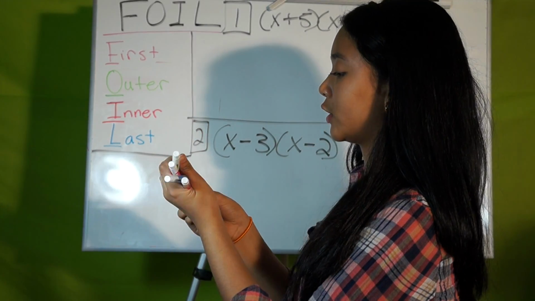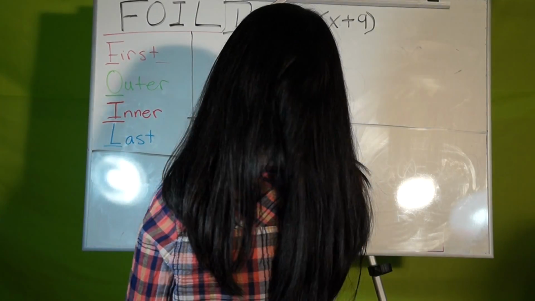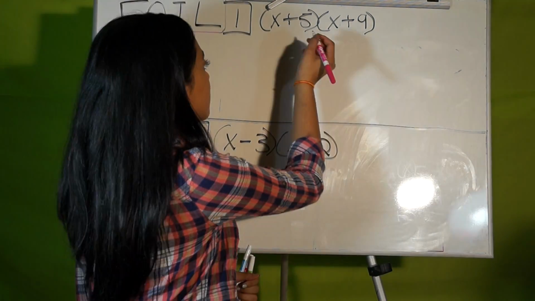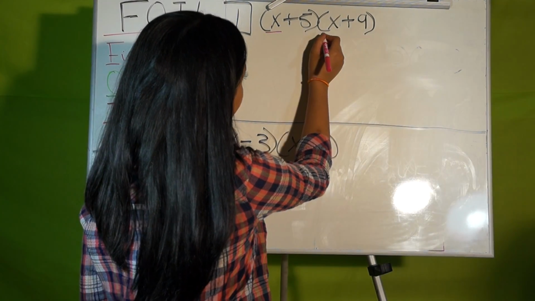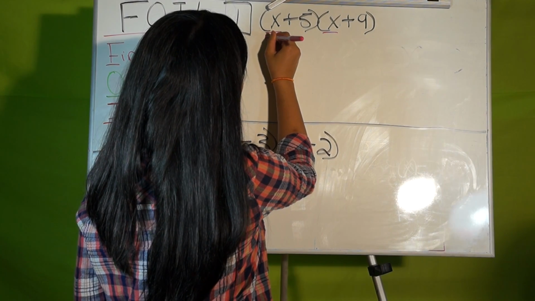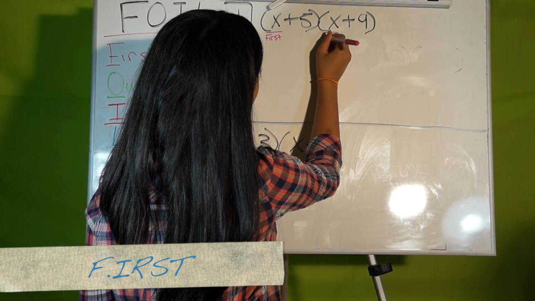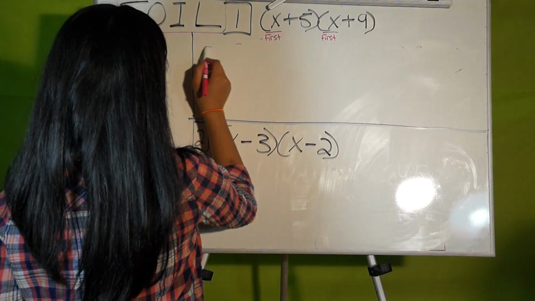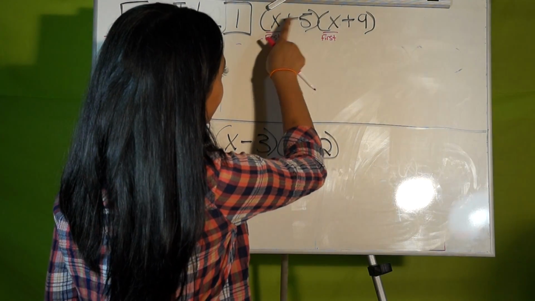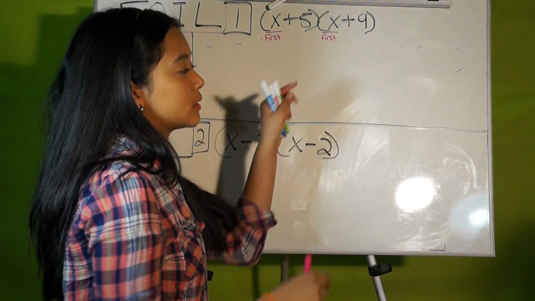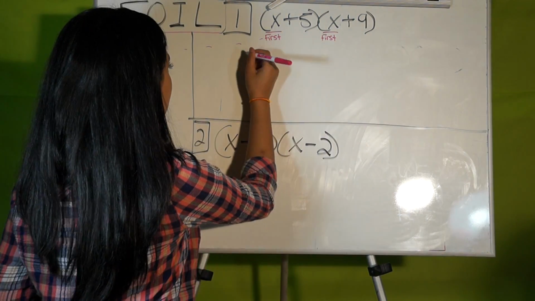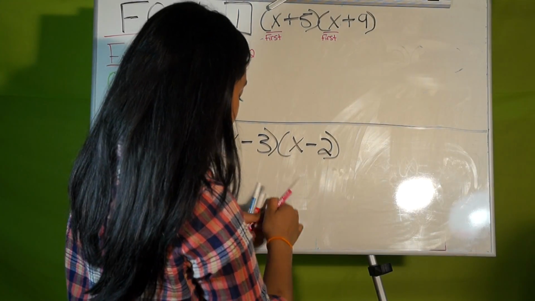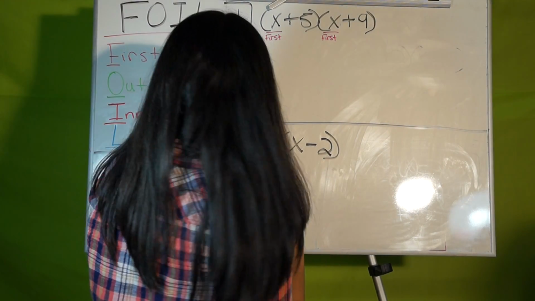I'm going to do pink because it sort of matches. When they mean first, they mean x times x, which is our first. So you multiply x times x, which is x squared. And then after that, they say outer.